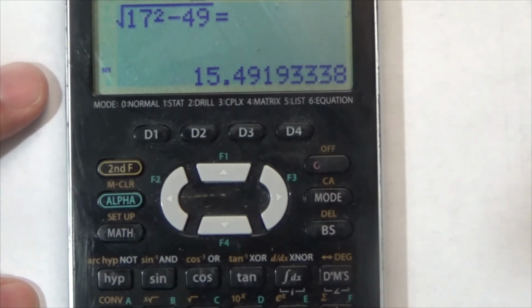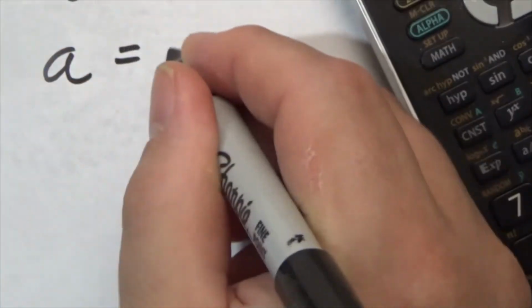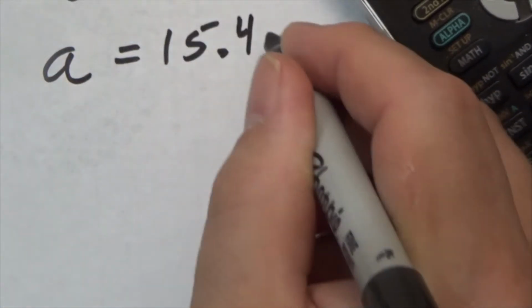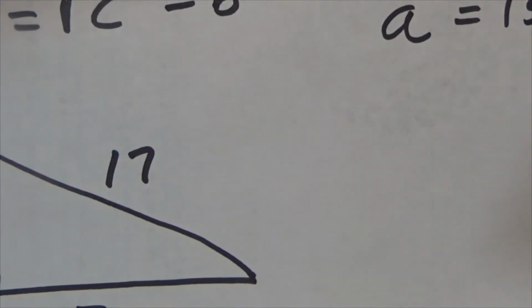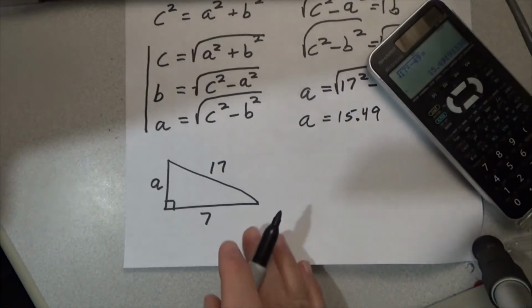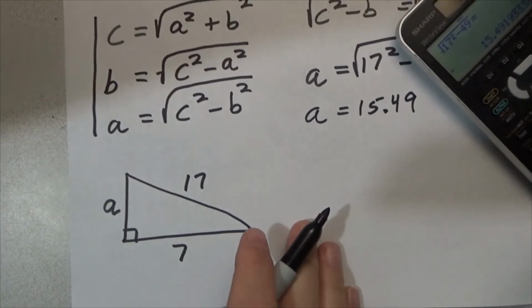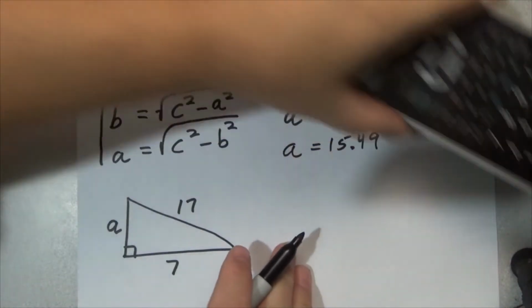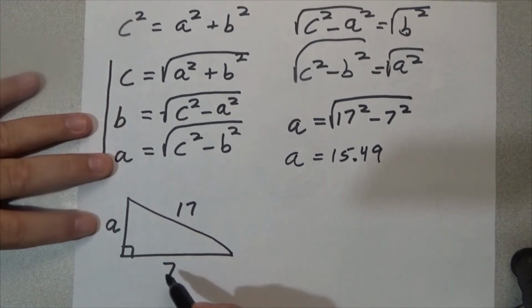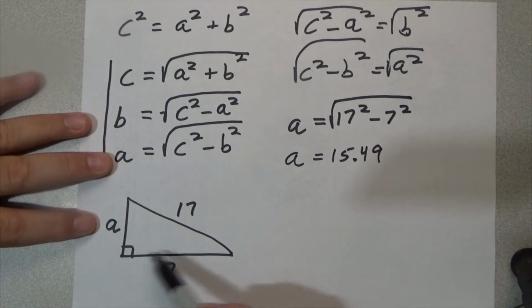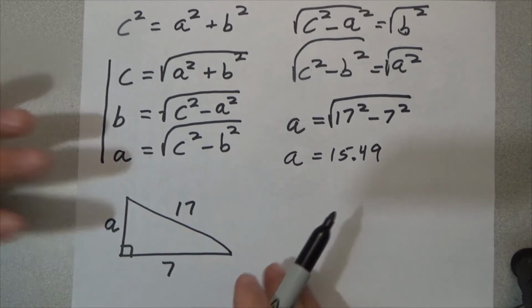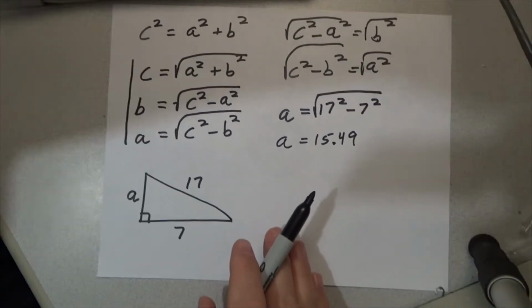Okay, so this would be 15.49. So that means that A is equal to 15.49. So this is not proportional. A is actually bigger than the other side. So I didn't draw this triangle proportionally correct, because this side is bigger than that one, and the way it looks, this side's bigger than that one. But, you know, that sometimes happens in math.